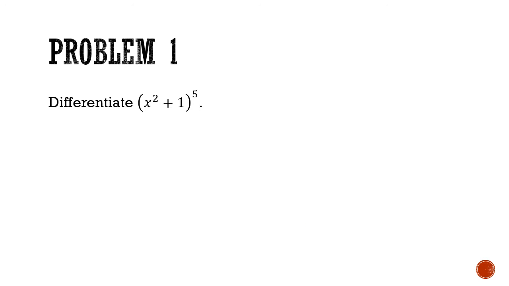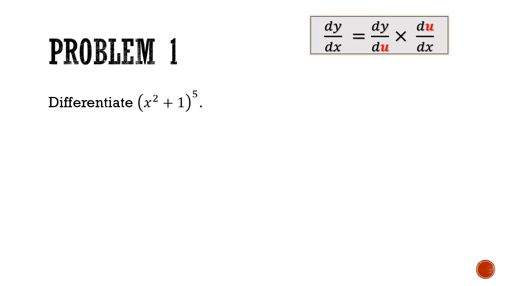Now, another way to think about this, if you're not familiar with functions and compositions of functions, is to think of this as a pure substitution. So the formula for the chain rule can also be written as dy by dx equals dy by du multiplied by the chain du by dx. So what we're going to do is let y equal x squared plus 1 to the power of 5, and make the substitution u equals x squared plus 1. So it becomes u to the power of 5.